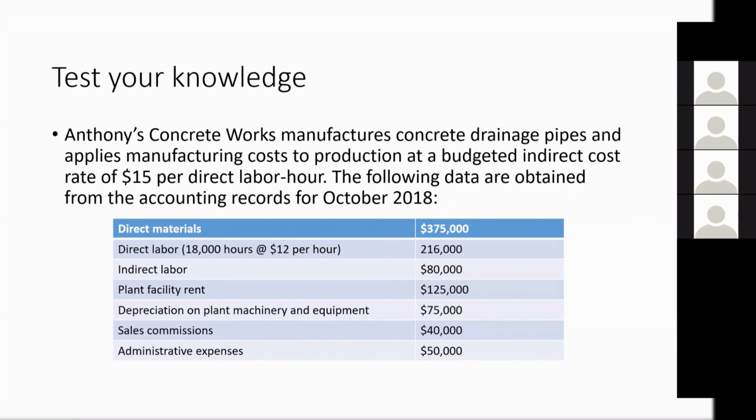What are the components of manufacturing overhead? Anything that's a manufacturing cost, but not direct materials or direct labor. So indirect labor, manufacturing overhead, that's a product cost. Plant facility rent. We know it's a manufacturing cost because it says plant. Depreciation on plant machinery and equipment. So that's also a manufacturing overhead cost. It is, in fact, manufacturing overhead. The last 2, sales commissions and administrative expenses, are selling and administrative.